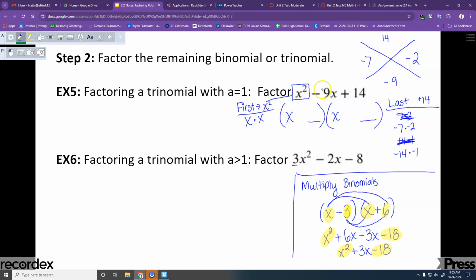And then whenever you just have x's right here, like Alex was telling us, we want to see which one will add up to give us the negative 9, right? Which one of these adds together to give you negative 9? Negative 7, negative 2. So we can put negative 7, negative 2.